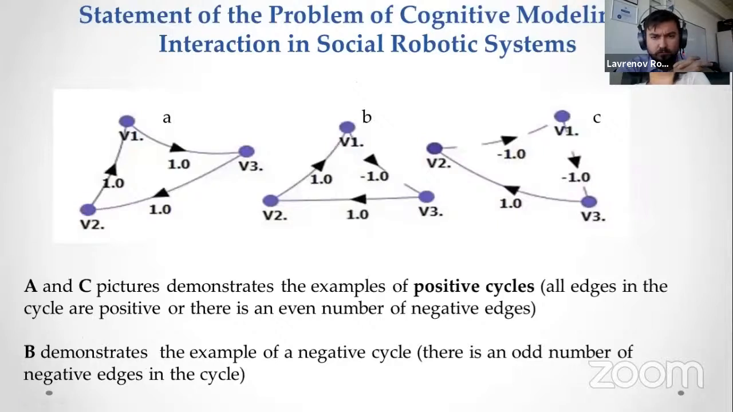Here we can see examples of positive and negative cycles. Figures A and C show examples of a simple positive cycle: all edges in the cycle are positive, or there is an even number of negative edges. Figure B demonstrates an example of a negative cycle: there is an odd number of negative edges in the cycle.